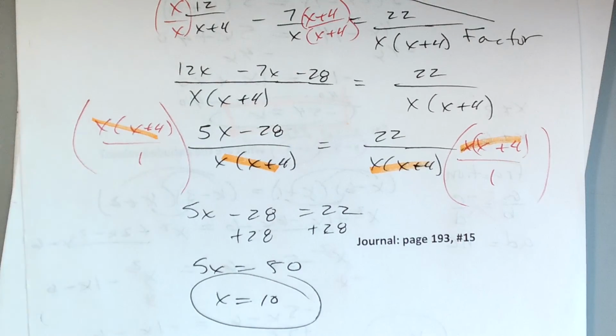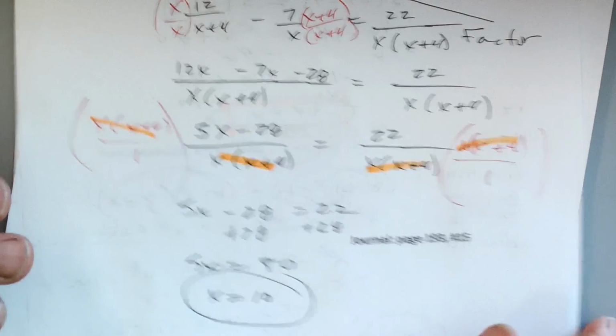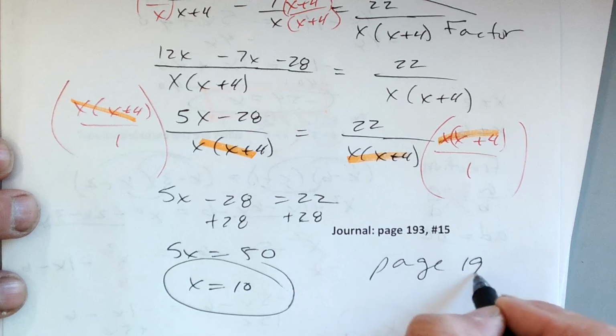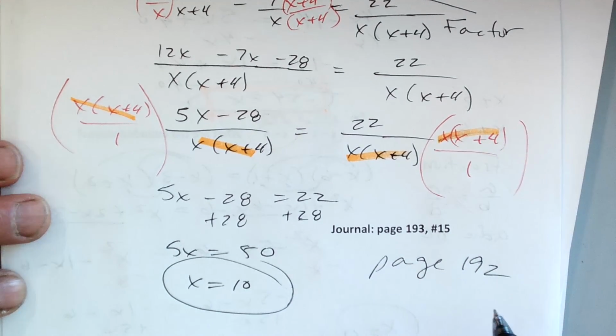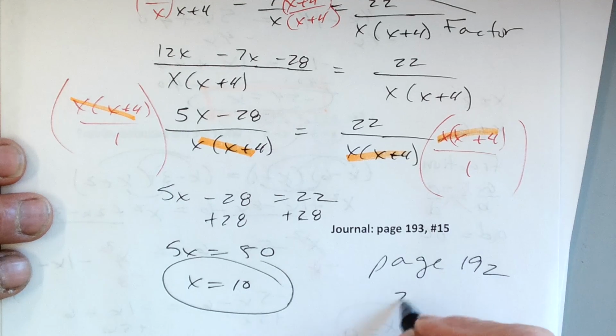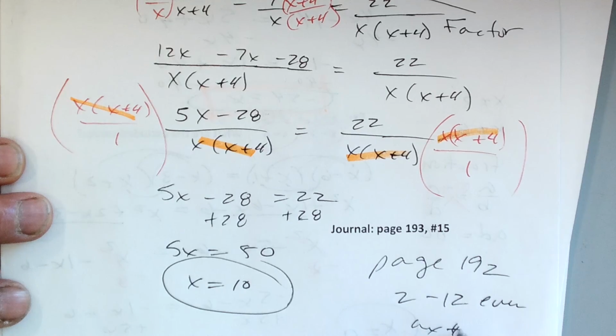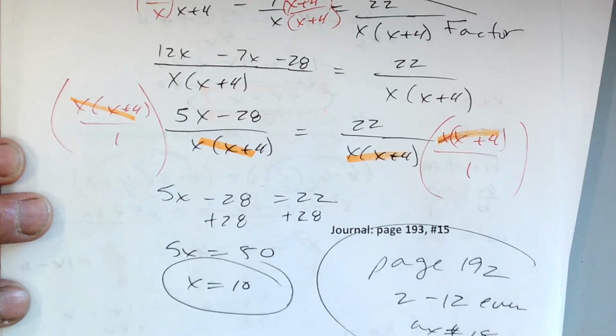Okay. Homework today is page, I think, 192. I gave you just six problems, 2 through 12 even. And the extra is number 15, which I'll help you with, okay?